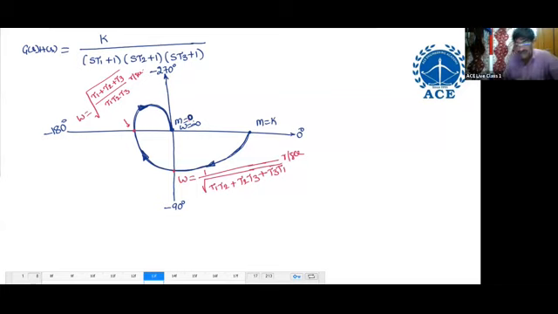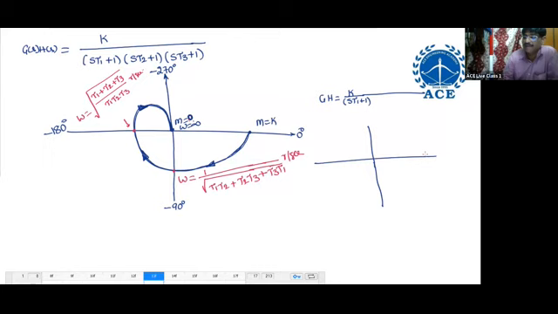Next problem. So what is the conclusion? Tell. First, the last three problems, did you observe? When I take n, for example, K by s tau 1 plus 1, GH equal to, in that case what happened? It starts at 0 degrees with the magnitude of K, and ends at minus 90.